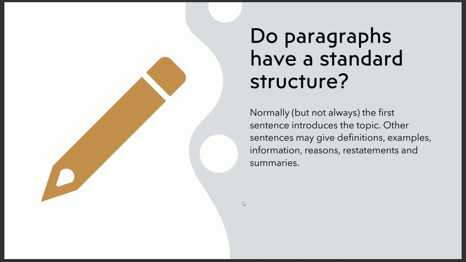Other sentences may give definitions, examples, information, reasons, restatements, and summaries. As you can see, definitions, examples, information, reasons, all of them go into the part of supporting sentences, while the last sentence or sentences might do the conclusion part, which is the restatements and the summaries.